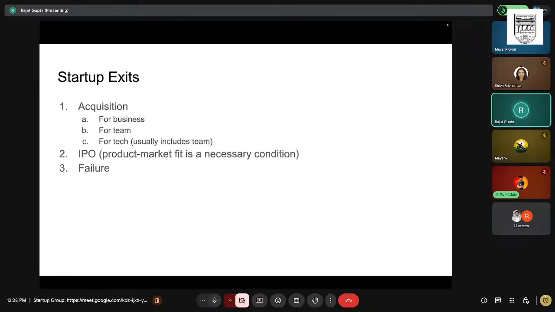Now, occasionally, when somebody acquires your startup, they're acquiring it for one of two or three reasons, or maybe a combination of those reasons. One is they're acquiring it for business reasons. So what do I mean by business reasons? It could be Meta acquiring WhatsApp for $22 billion, not for the revenue, not for the tech.